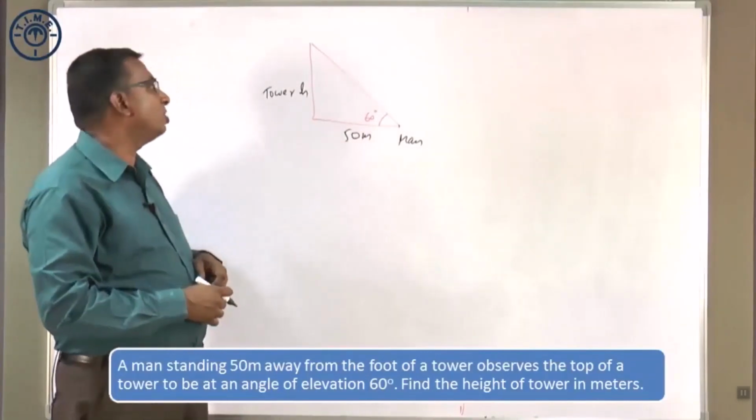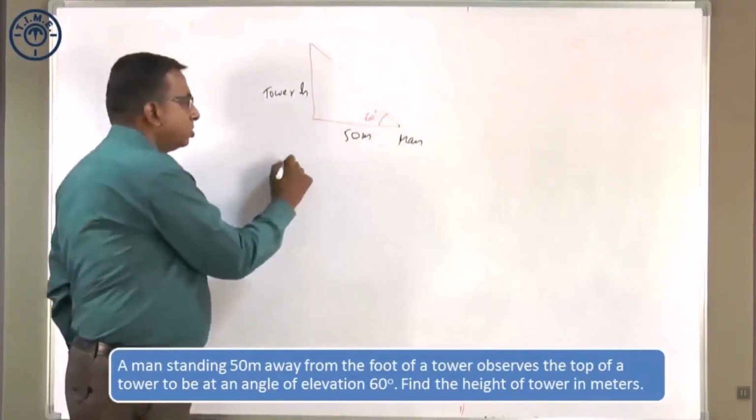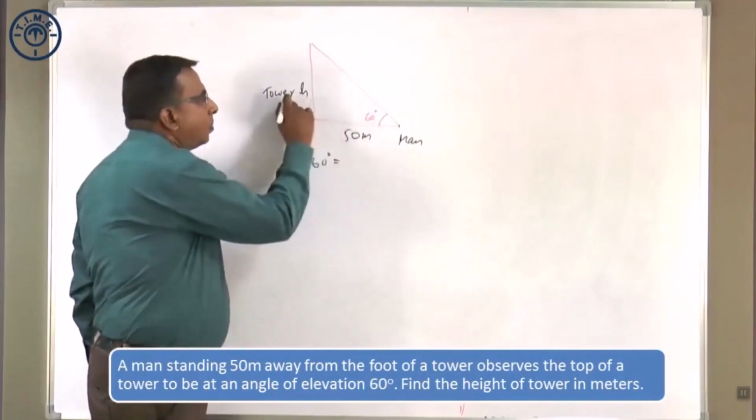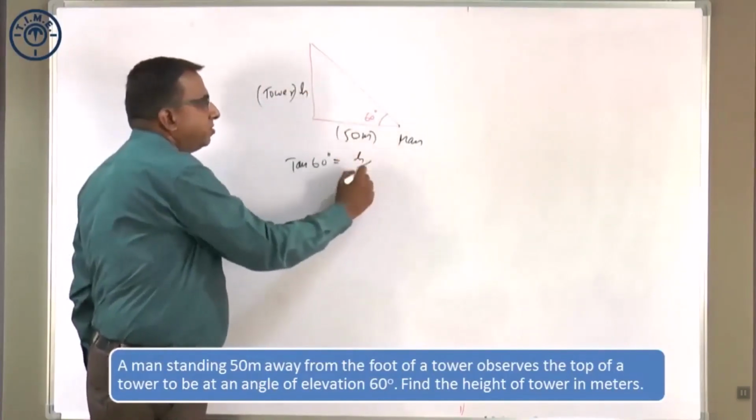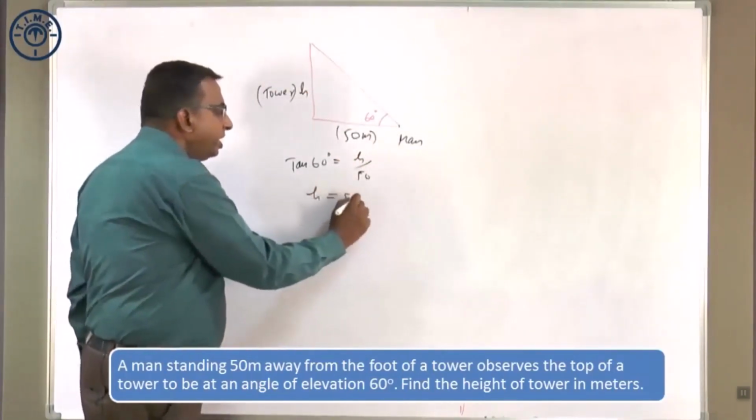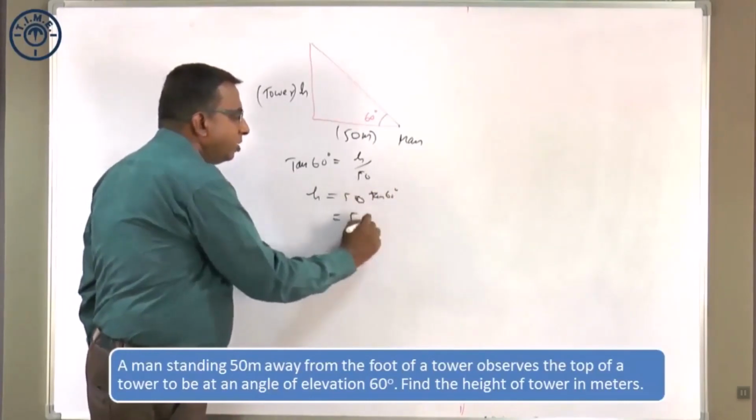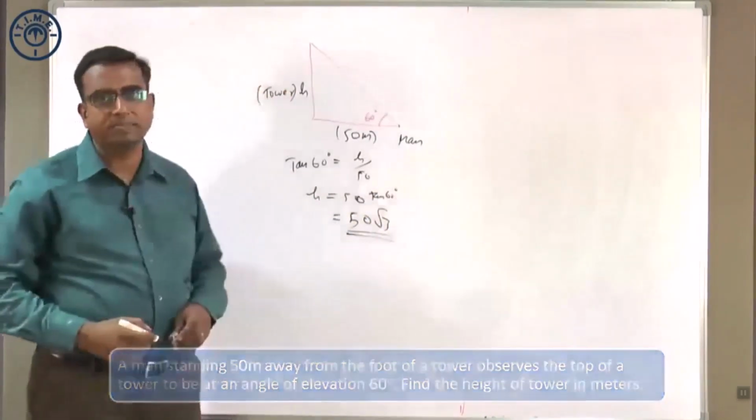Now you could see the ratio which connects h and d is tan theta. So tan 60 is how much? Opposite by adjacent, this is the tower, h by 50. So what will h be? 50 times tan 60. Tan 60 we know the value as root 3. So 50 root 3 should be the height of this tower.